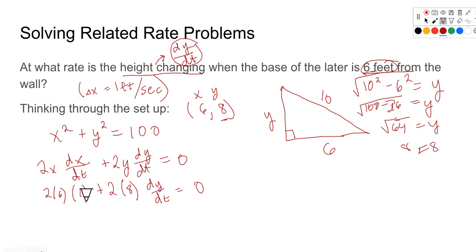So 2 times 6 times 1, that's 12. 2 times 8, 16. This is always where I potentially will make my errors. Equals 0. I subtract 12 from both sides, so I move that over here. I get 16 dy dt equals negative 12. And again, I just think I move it over, so it becomes negative. And I start to see that my derivative is going to be negative. Doesn't that make sense? Because it's falling, the height of the ladder is going down. And so then I divide both sides by 16.